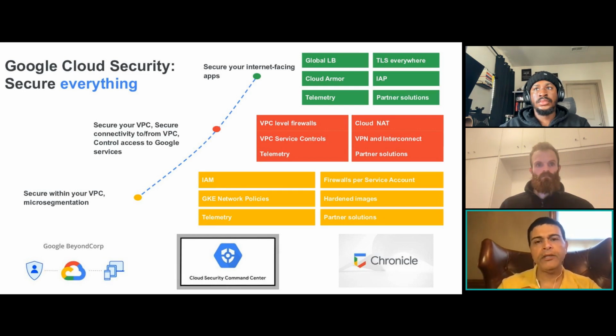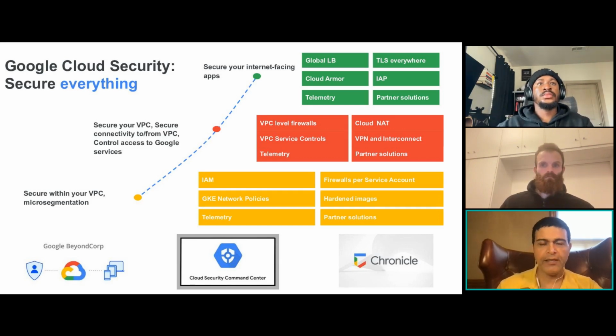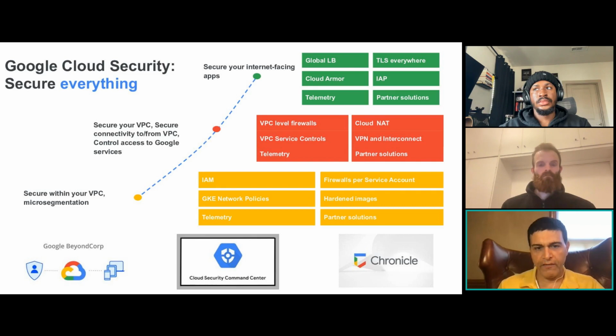Telemetry is always important. For external communication, of course, for everything that happens to be outbound traffic, we suggest using Cloud NAT because you are using an SDN service and you're hiding your IP address and all of that good stuff. So that's definitely best practice. And of course, VPNs and interconnects. Interconnects are secure and private by nature, and VPNs basically use encryption. Also leveraging partner solutions.